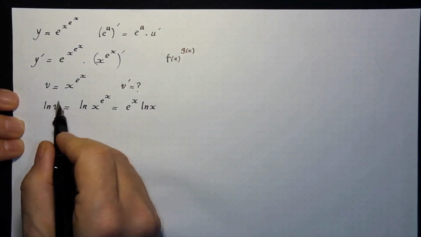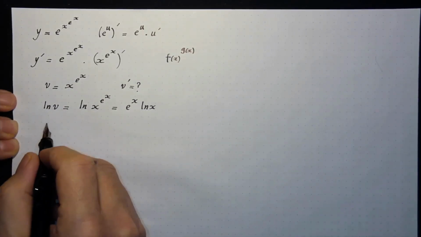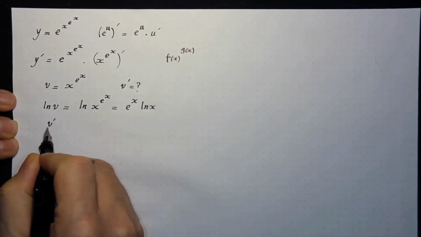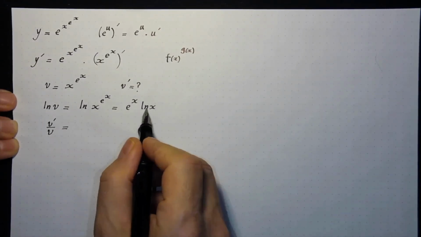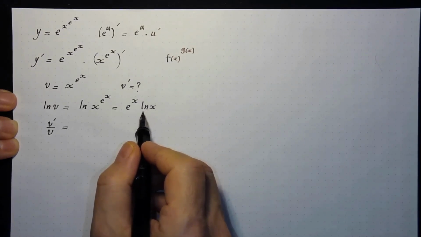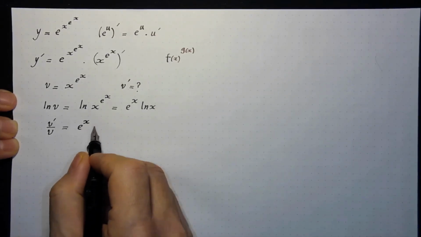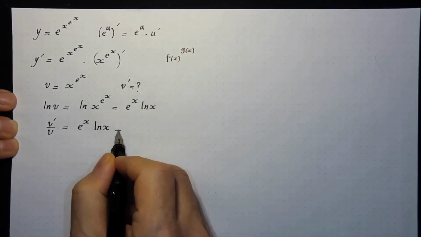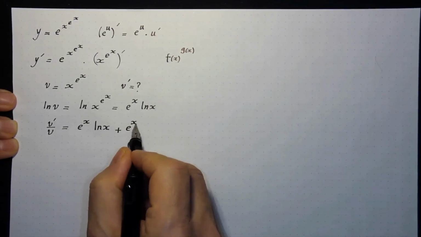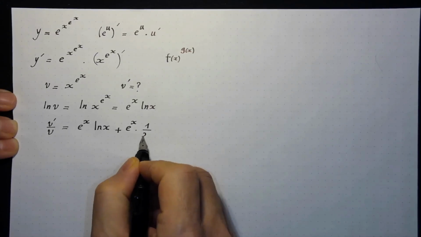Now I differentiate the left hand side with respect to x. v is a function of x, so according to the chain rule again, it becomes v prime over v. On the right hand side, this is the product of two functions of x, so I have to apply the product rule. The derivative of the first one is again e to the x itself, multiplied by the second function, ln of x, plus the first function e to the x multiplied by the derivative of ln of x, which is 1 over x.